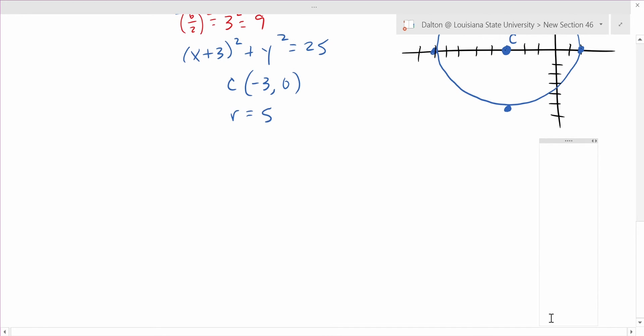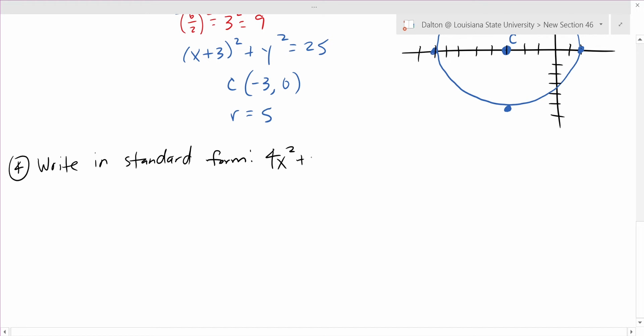Which leads me to number 4. Number 4, I don't want you to graph, I just want you to write in standard form. And I'm telling you that this is a circle. Write in standard form. If I give you the equation 4x squared plus 4y squared minus 16x plus 24y minus 36 is equal to 0.